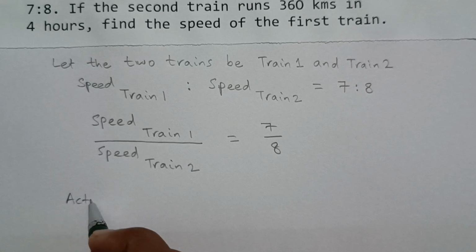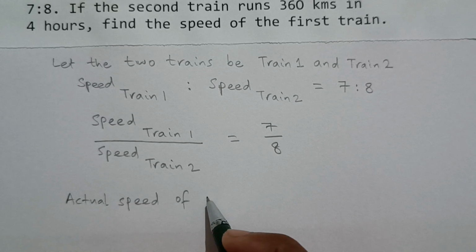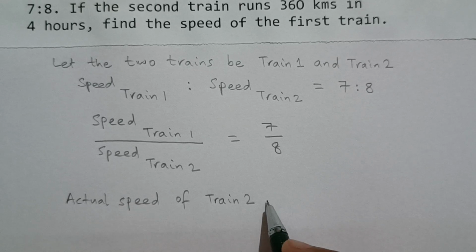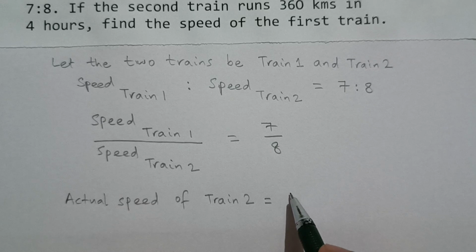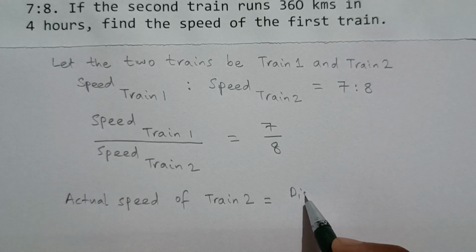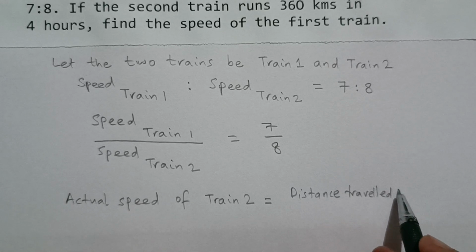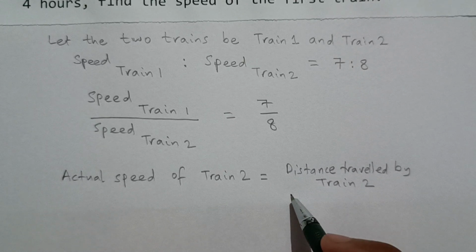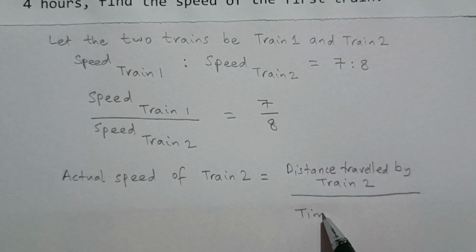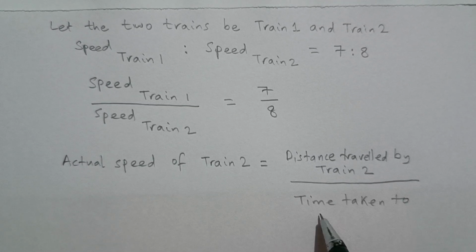So we are going to calculate the actual speed of train 2. Now we know that speed is distance by time. So therefore actual speed of train 2 will be the distance traveled by train 2 divided by the time taken to cover that distance.